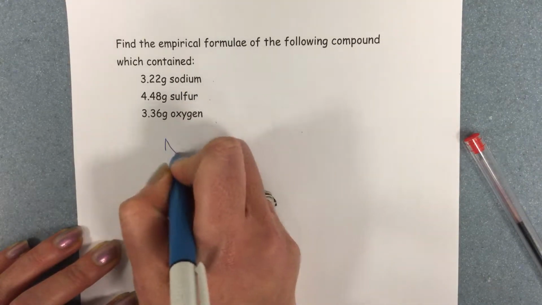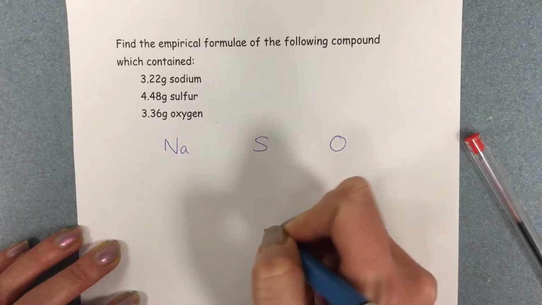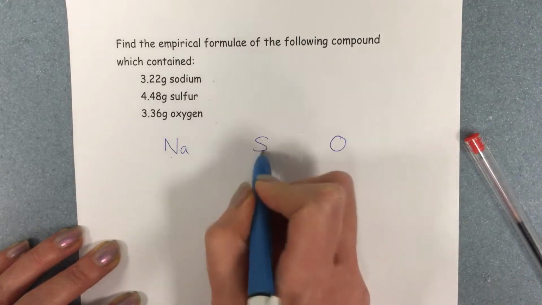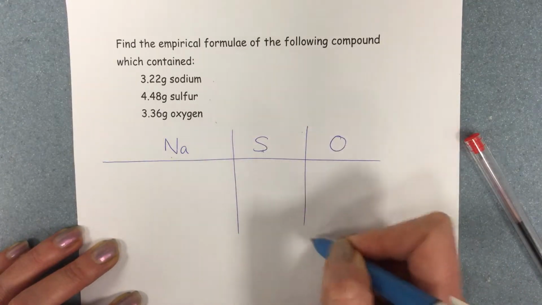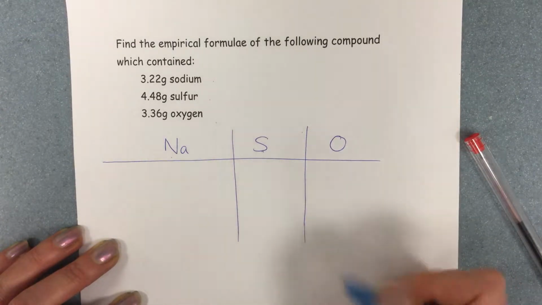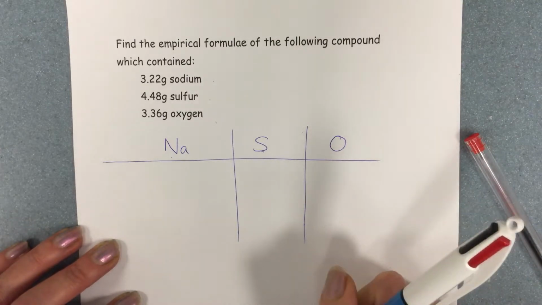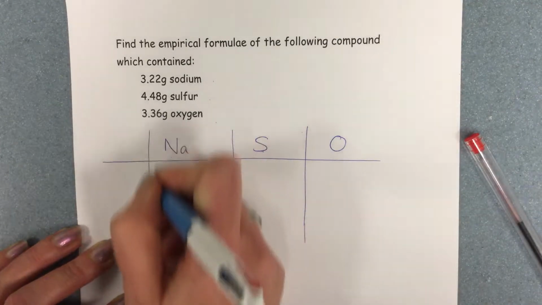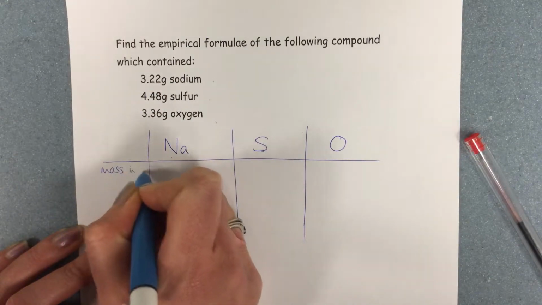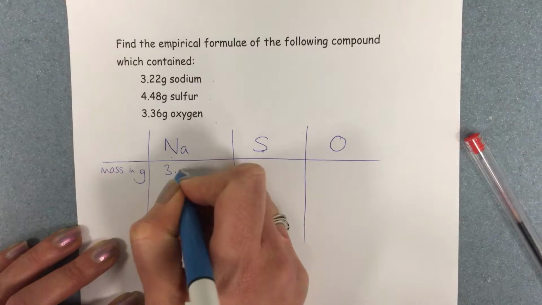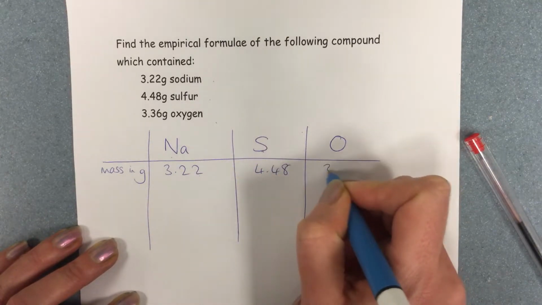So I'm going to put my elements in a row. I'm going to make sure I've looked up the correct symbol, because it's awful to do all of these calculations and then just write the wrong symbol for something instead of looking at the periodic table carefully. So I've got mass in grams is given in the question. Any time I've got that, write it down: 3.22, 4.48, 3.36.